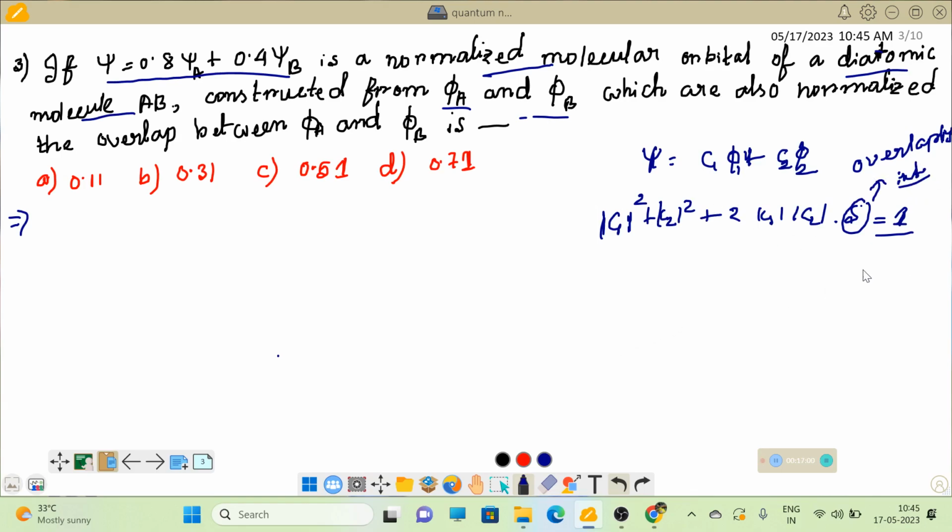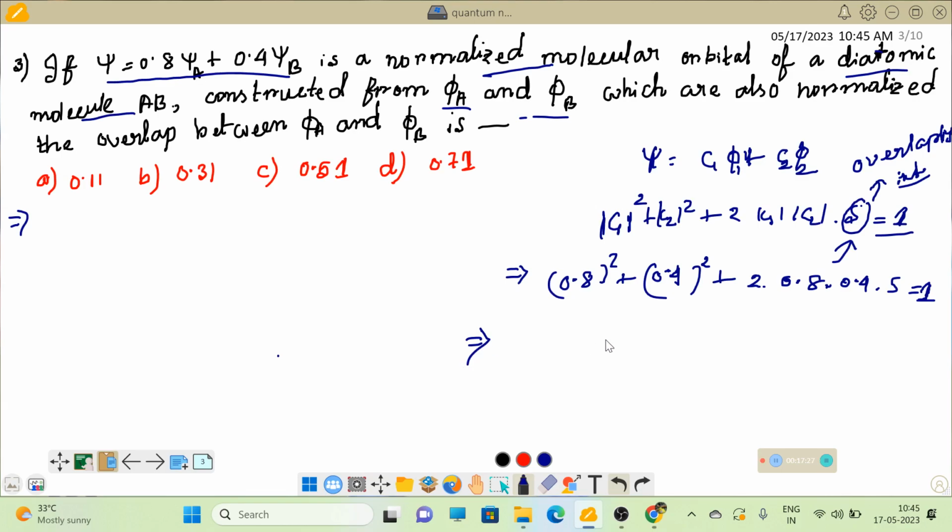So here they want to know this thing. Simply we will put this value here and we will get the answer. So 0.8 whole square. I want to be quick because I am wasting too much time. 2 of 0.8 into 0.4 into S equal to 1. So we will not talk too much. We will focus on the problem and the questions only.